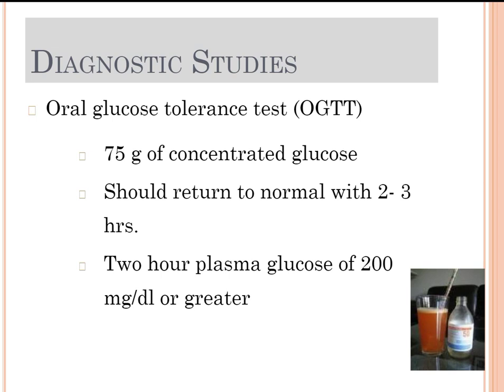The oral glucose tolerance test is another test that is used to diagnose diabetes mellitus. With this test, an individual is given 75 grams of concentrated glucose. Their blood sugar levels should return to normal within 2 to 3 hours. And if the result of taking their plasma glucose levels 2 hours later after taking the oral glucose is over 200, then this person is considered to have diabetes mellitus.